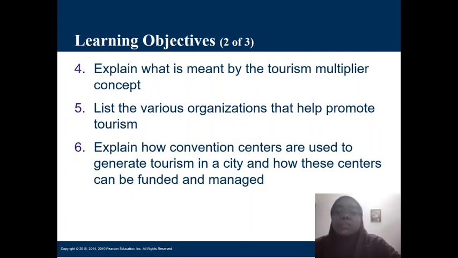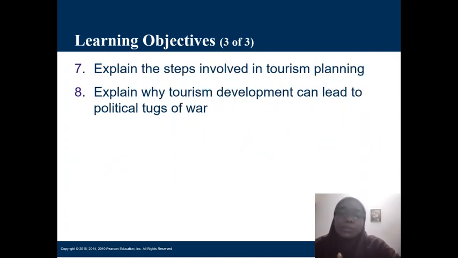We'll try to list the various organizations that promote tourism and explain how convention centers are used to generate tourism. In addition, we'll explain the steps involved in tourism planning, and lastly for today, we'll try to explain why tourism development can lead to political tugs of war.